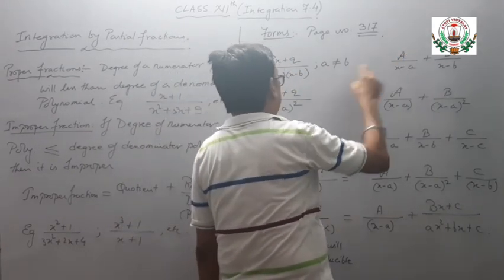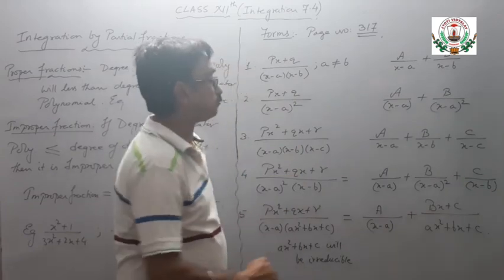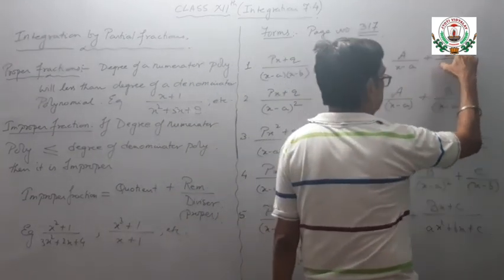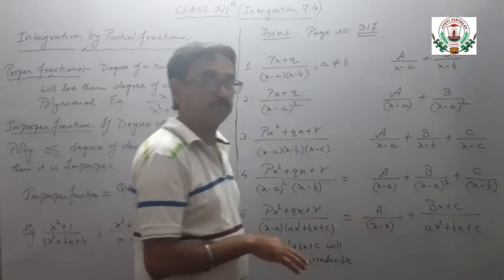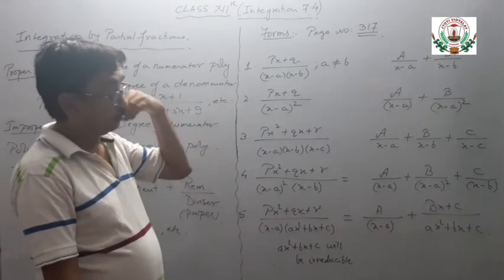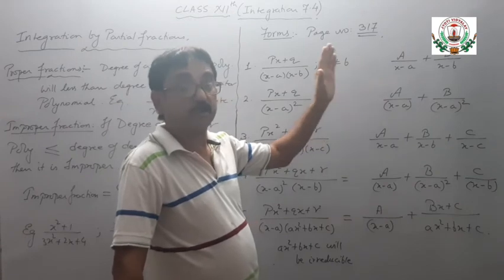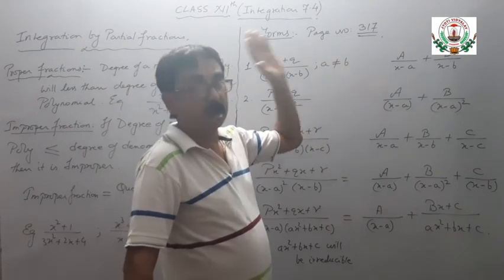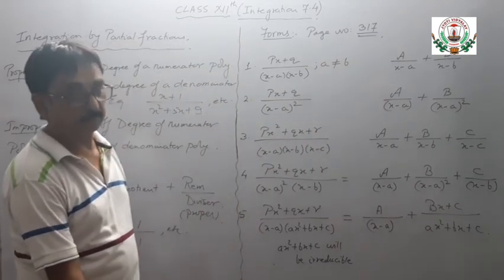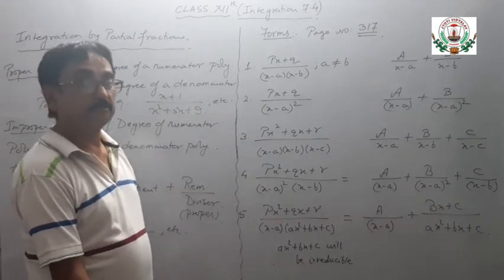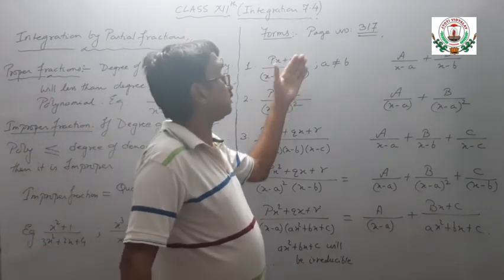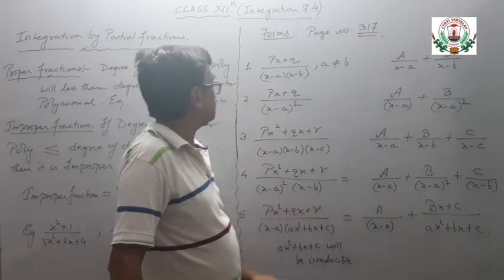arbitrary constant A upon the first factor x minus a, plus arbitrary constant B upon x minus b, and then we have to solve it and get the values of A and B. Those values of A and B we have to substitute here and integrate the function. That I will explain to you in the next class when I am integrating such type of functions.